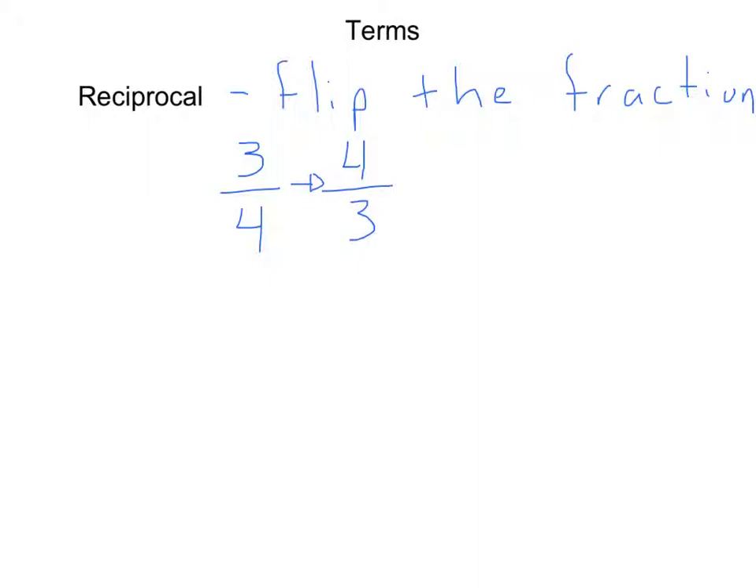We can also take the reciprocal of a whole number. And the reason we can do this is a whole number is basically just a fraction over 1. Now that it's in fraction form, we can flip it, so our denominator will move up to our numerator spot, and our numerator will move down to the denominator spot, and our reciprocal for the whole number 2 will be 1/2.